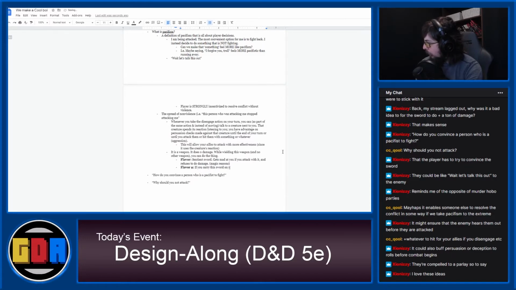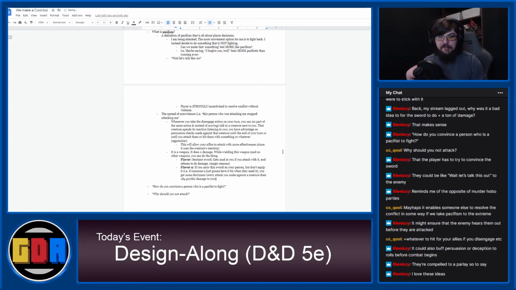And then flavor 2 is if you carry this sword on your person but don't equip it, if someone is just going to have it for when they need it, you get some detriment. Every attack you make against a creature does 1d4 psychic damage to you. Something like that, right? As long as you have it in your pocket, or in a bag of holding with you, and you're attacking with other weapons, the sword yells at you and says, don't be evil, don't murder. And you take psychic damage every time you attack.